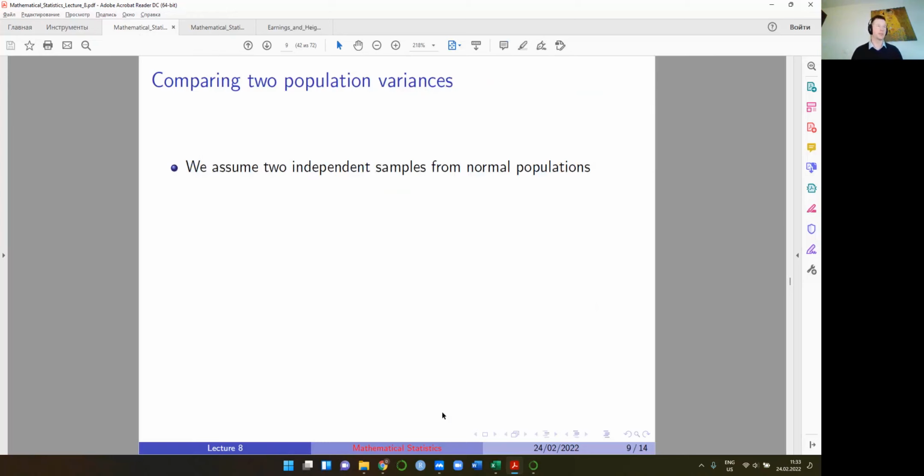Here is a question: comparing two population variances. Let me make a short pause. Maybe somebody remembers that we have already discussed a statistic that is built on two variances. Vlad, do you remember? We have calculated the t statistic, z, and chi-squared. And there is also one statistic that is exactly made up from two variances.